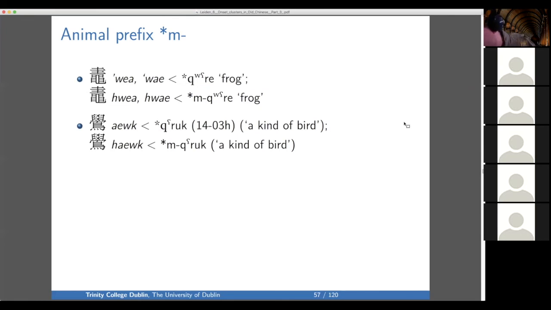But once again, the evidence is real, right? These different readings of the character in Middle Chinese are real, and they need some explanation. And this is not a crazy explanation.